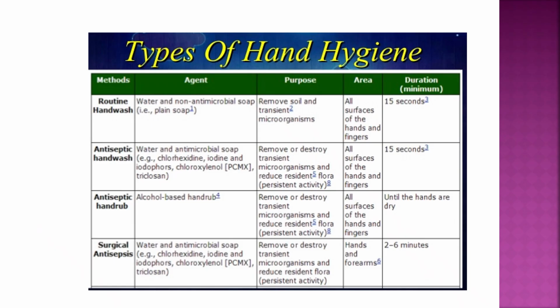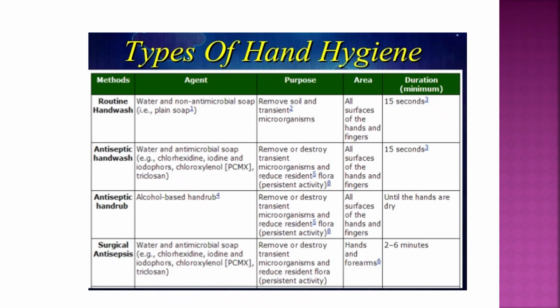This chart shows the types of hand hygiene, which agents we use, what is the purpose, area and duration. So routine hand wash, the first one. In that we usually use soap and water. Purpose is to remove soil and transient microorganisms. The area used is hands and fingers. And the duration is minimum 15 seconds.